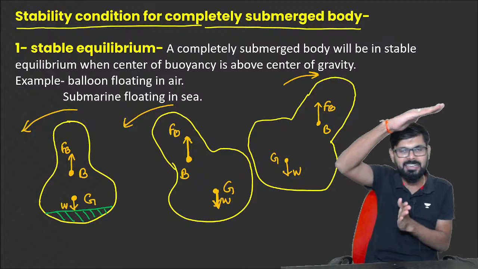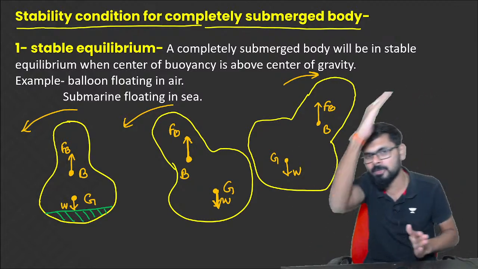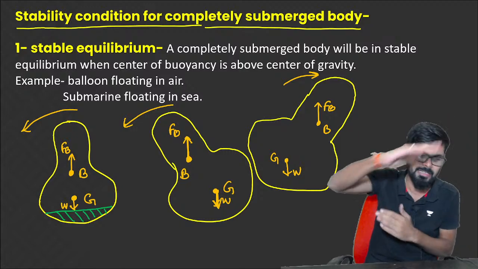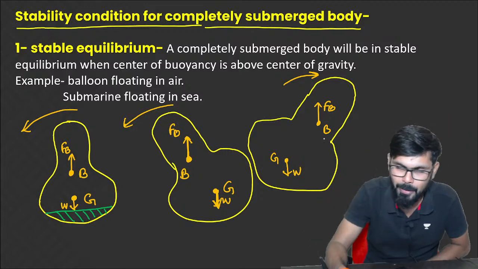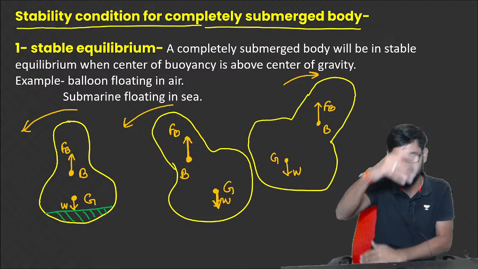Automatically one couple is generated in the opposite direction. I am tilting in this direction, and automatically one couple is generated in another direction. So this couple will try to bring it back to the original position.